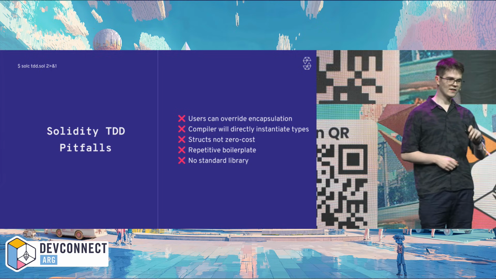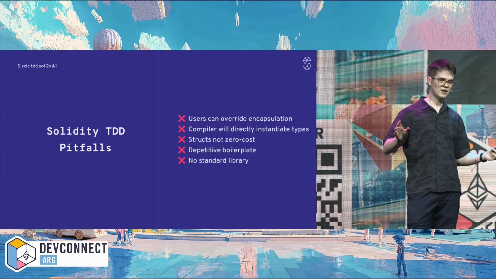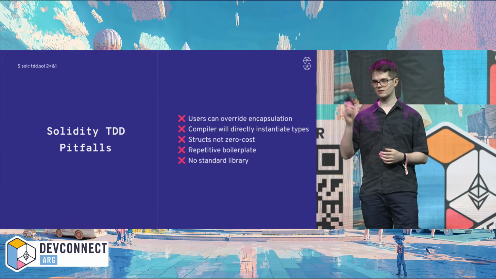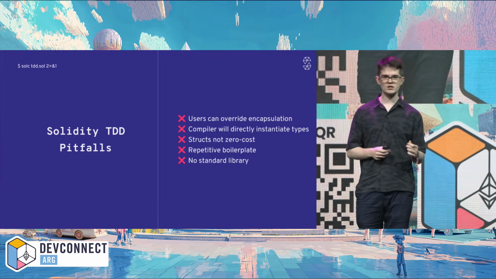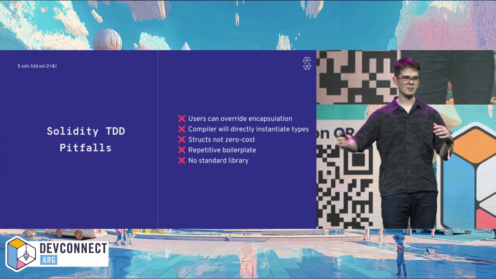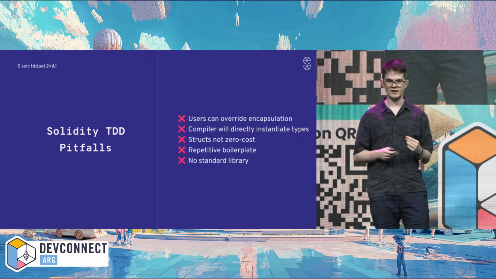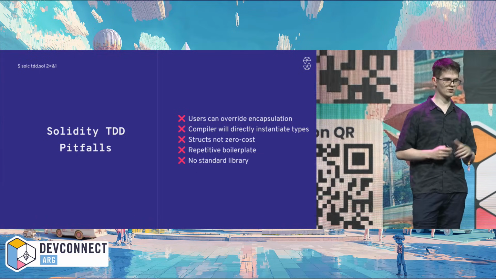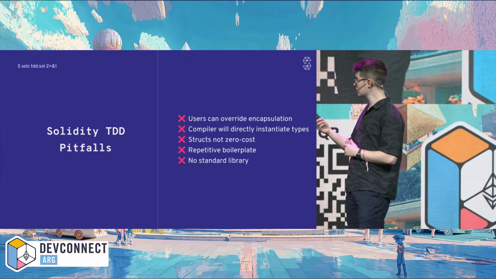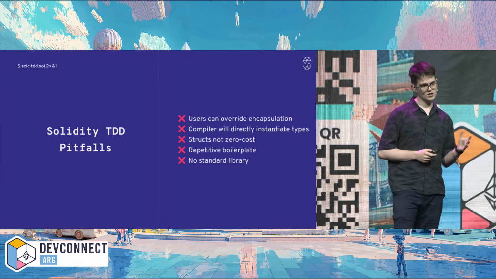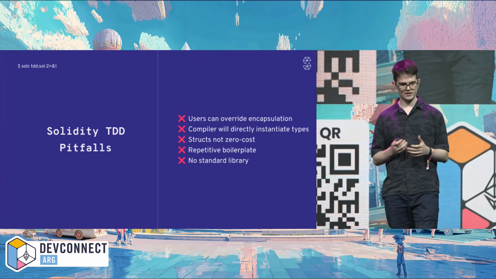First, users and the compiler can manually create your custom types and completely ignore any assumptions you make about them, like the non-zero address situation. Then, if you're using structs, which are a different kind of custom type that contain many fields, it's not zero cost. It actually has decent gas overhead in terms of always being allocated in memory. So that's something to watch out for. Also, there's a lot of repetitive boilerplate potentially. So that's also a small pitfall. But I think it's usually worth it.